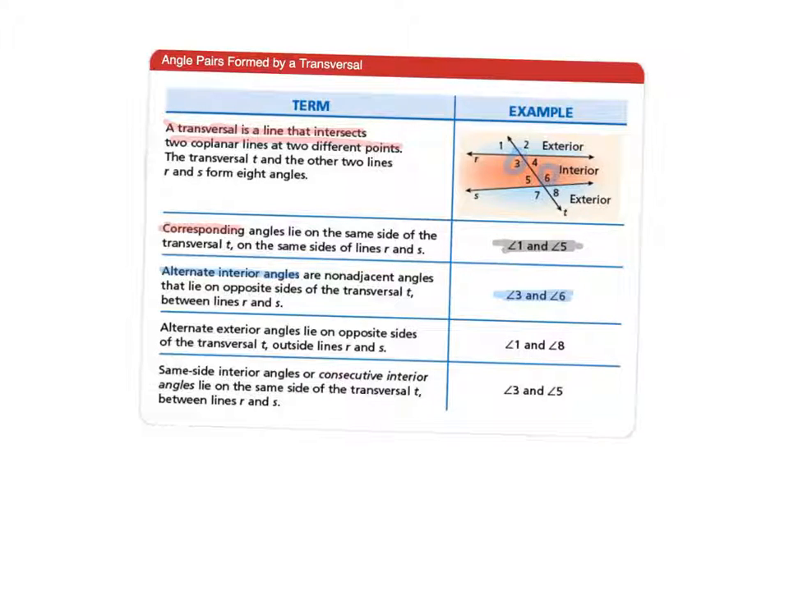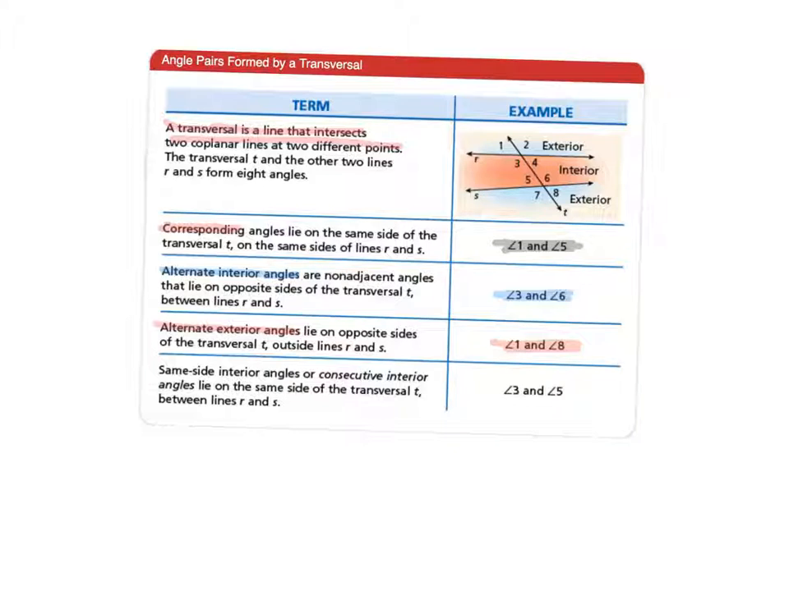Okay, next is alternate exterior. Well, that's still the opposite sides of the transversal, but they'd be in the blue, the exterior. So an example would be 1 and 8. So alternate exterior is your next vocab word. And an example would be angles 1 and 8.